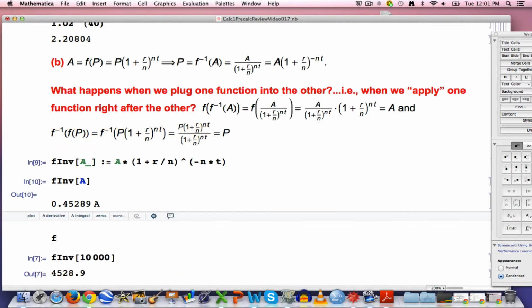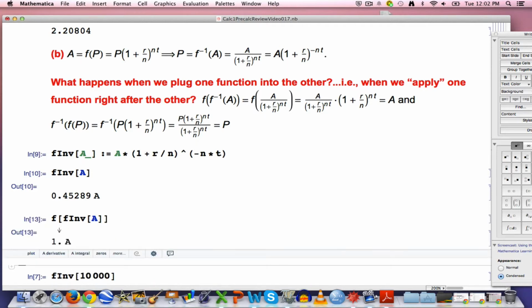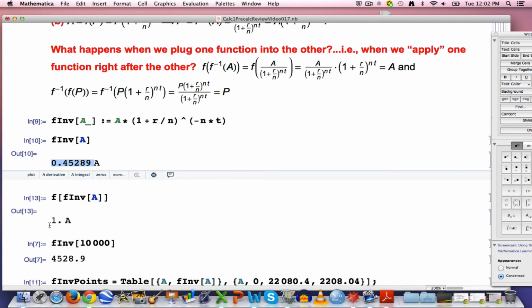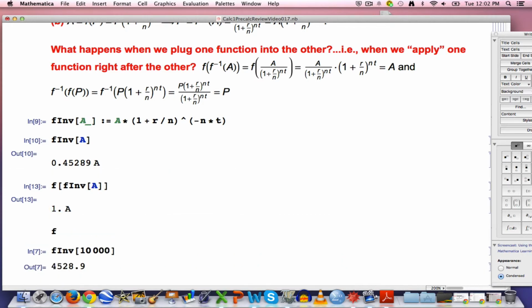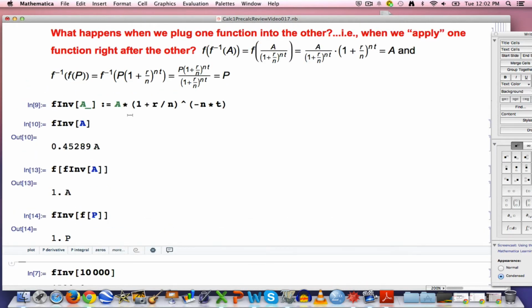If I type f of f inverse of a and enter that, it comes back as 1.1 decimal times a. Okay, that means 1 times a, that means a. It's because of Mathematica's way of dealing with decimals that you see the 1 decimal here. Just think of this as an a. If I do it the other way around, if I plug f into f inverse, I also get probably 1 decimal times p in this case, which just means p. Okay, 1 times p. This is just a p. So this is Mathematica's way of confirming these equations.